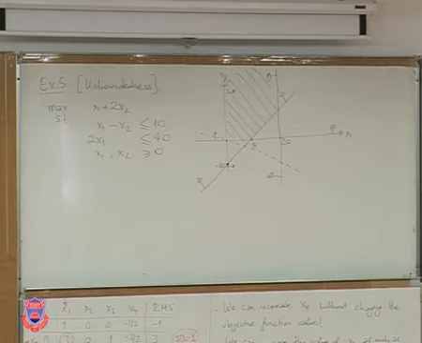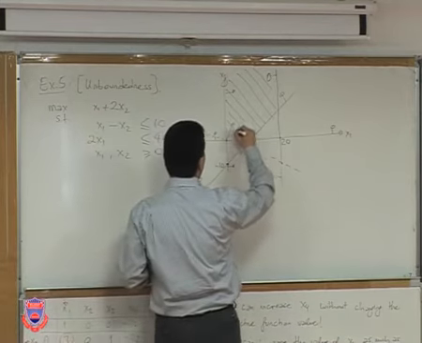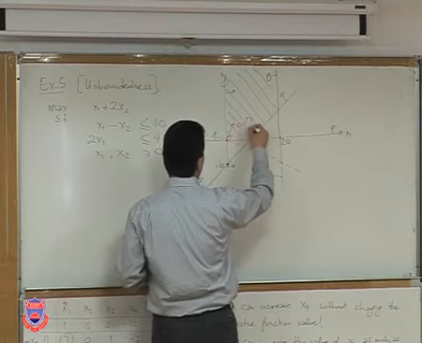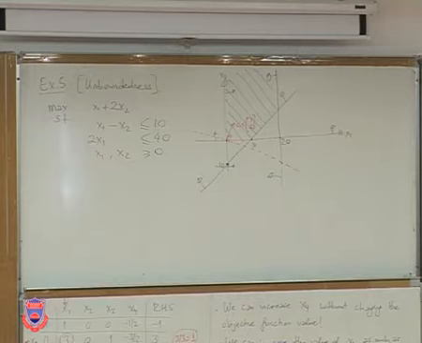What's the next step? I need to figure out the improving direction. This is a maximization problem. What's the improving direction for this problem? 1, 2. So 1, 2 will be perpendicular to this line, and it's going to point in this direction. Once again, since this is a maximization problem, the improving direction is the same as C itself. So I need to push the isoprofit line in the direction of C as much as I can, without leaving the feasible region.